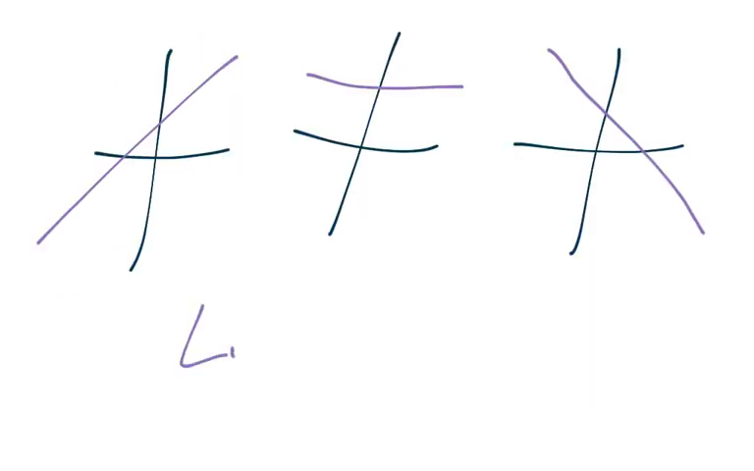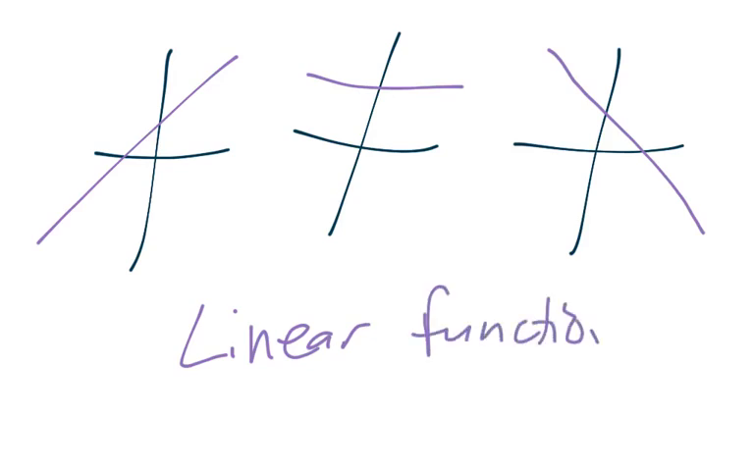These are all examples of a linear function because they are a straight line. They are a function because each input, or each x value, has exactly one output, or one y value. So these are linear functions.